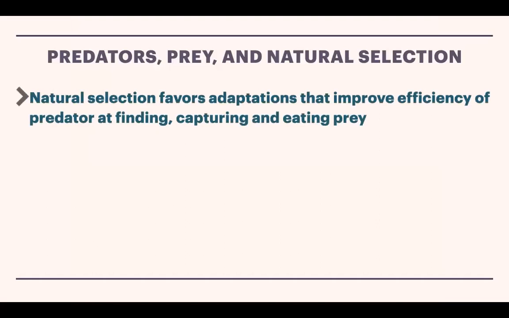So natural selection is going to favor adaptations differently between predator and prey. The predators are going to have to become better at finding, capturing, and eating prey, where the prey are going to have to be better at avoiding, escaping, or even discouraging predation.